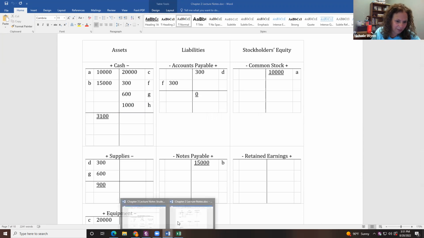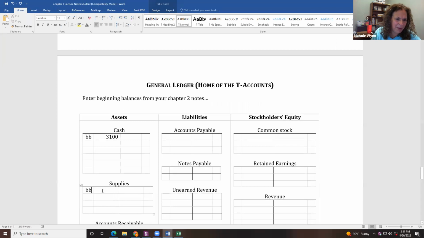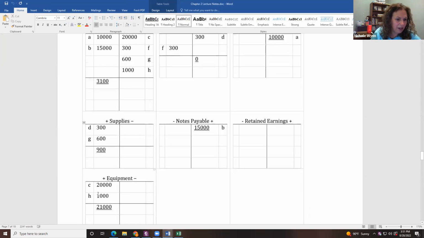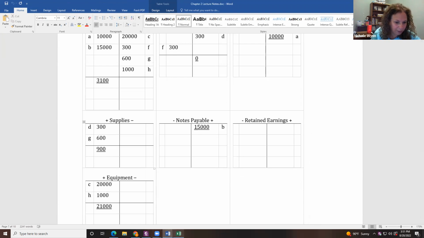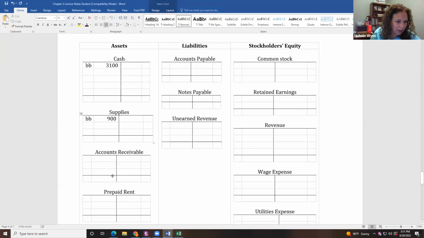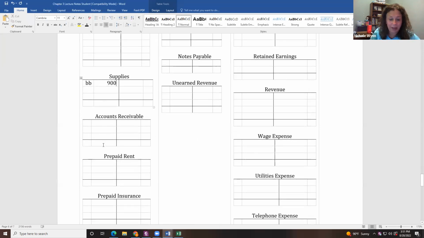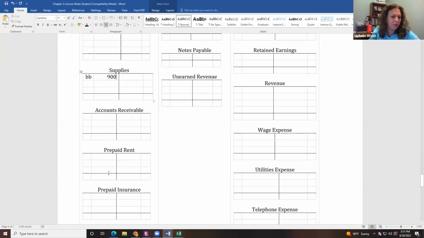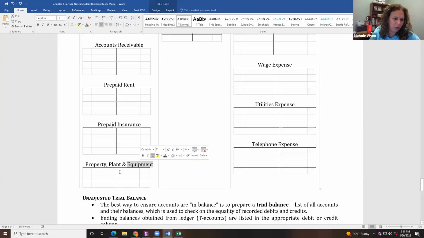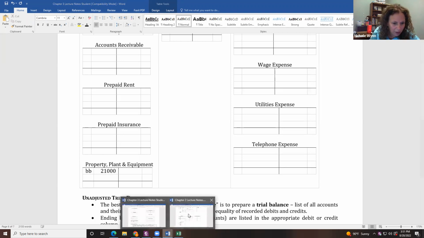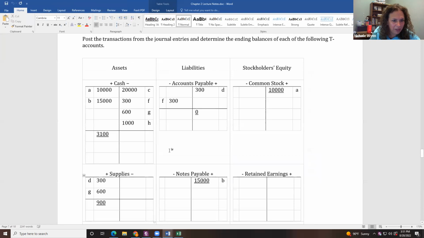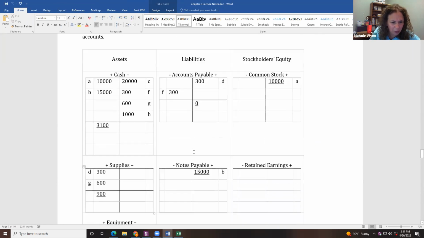Supplies is 900. I put BB for beginning balance. And then equipment says 21. Oops. Accounts receivable. So these that have beginning balances of 0, you can put 0 or you can just leave them blank. Okay, so it said equipment was 21,000. So I changed the name of it, but equipment 21,000. Okay. So next account is accounts payable. It's 0, so I'm not going to worry about it.